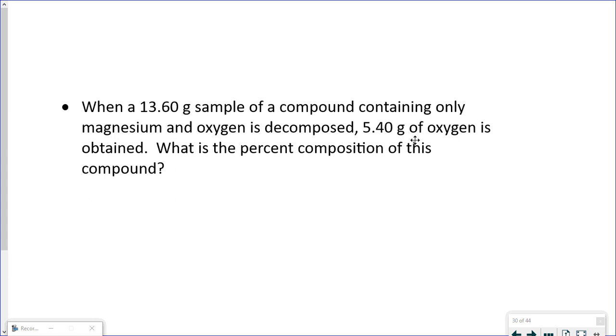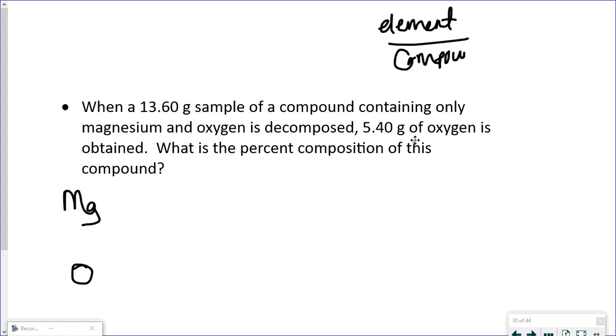So in these type of problems, you're given the masses that you need to plug in. You don't actually have to figure out the masses of different substances. So I like to set these up and account for my elements. So our compound has magnesium and oxygen. So we're going to be doing two of these percent composition problems. And remember, it's the element over the compound and then times 100.